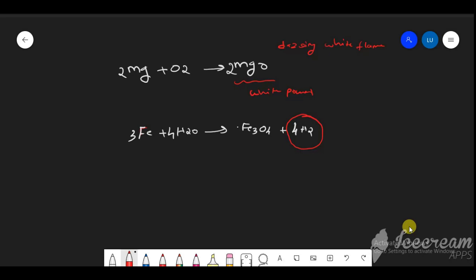And also, what is the oxidation state of iron in this reaction? It is 8/3. But here we have 3 iron atoms. Among these, 2 iron atoms have an oxidation state of 3 and 1 iron atom has an oxidation state of 2.